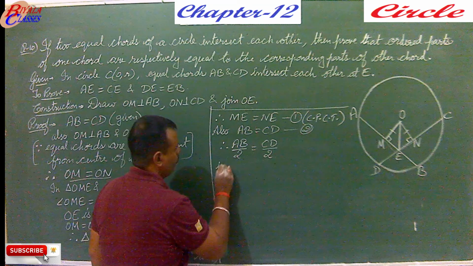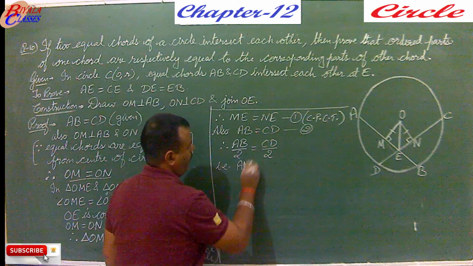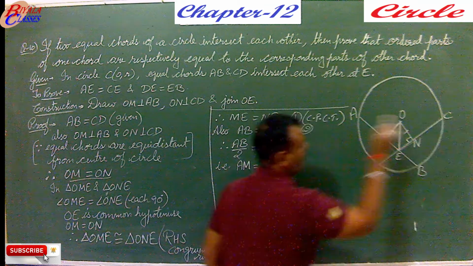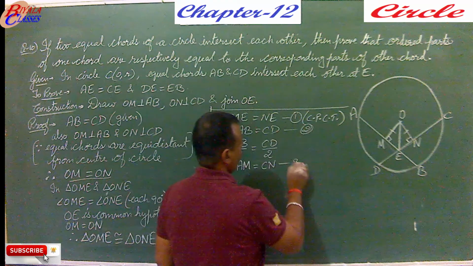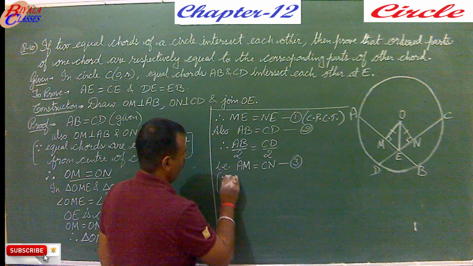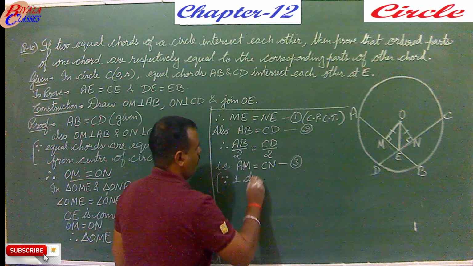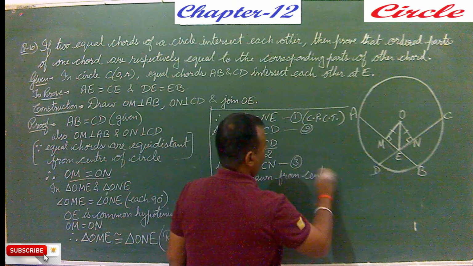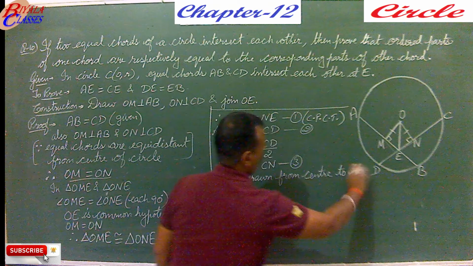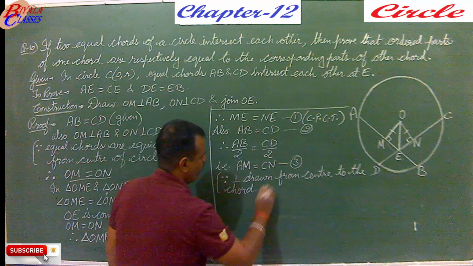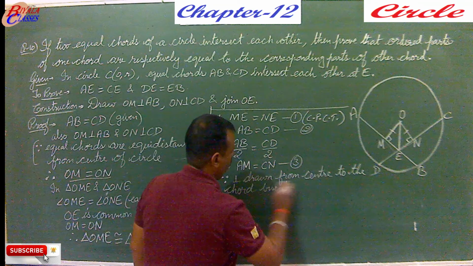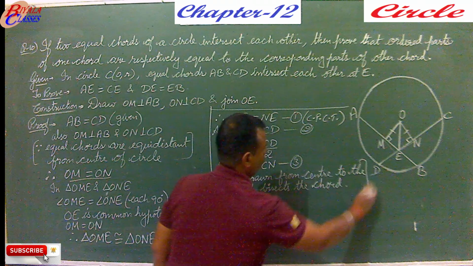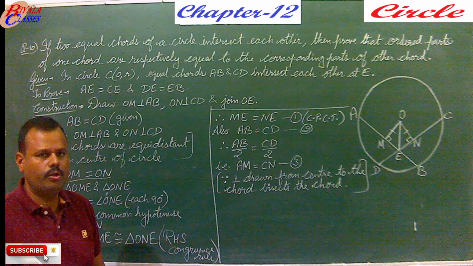Similarly here ON is drawn perpendicular to CD, so half of CD will become CN, because the perpendicular drawn from the center to the chord bisects the chord. So AM and CN are also equal.